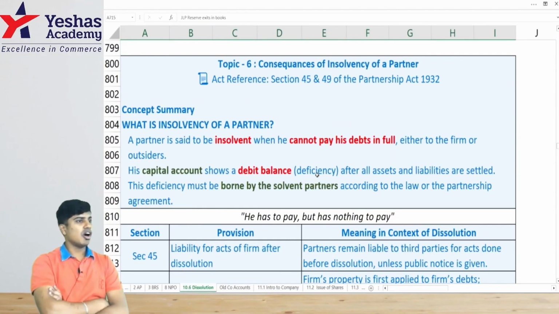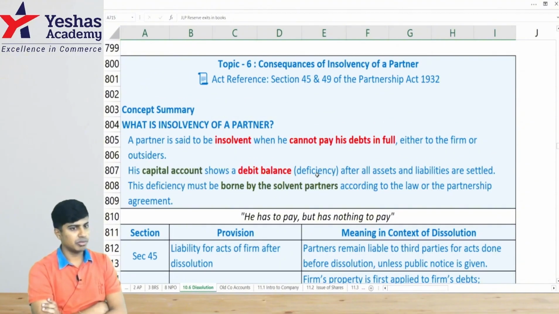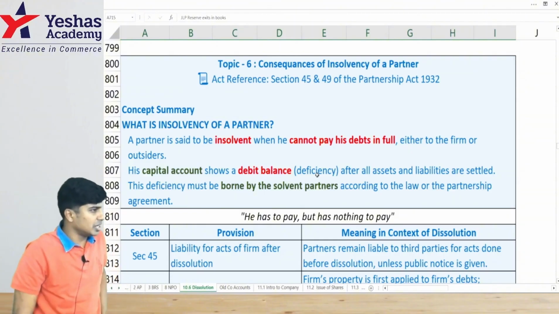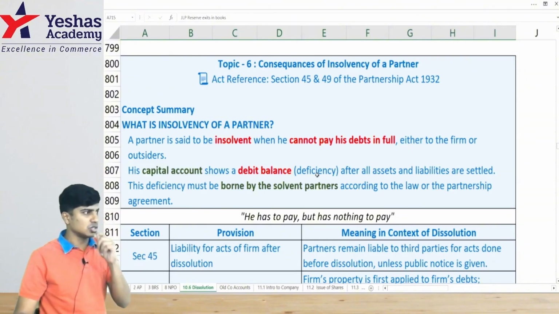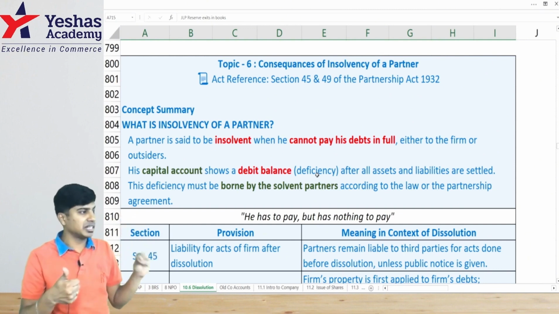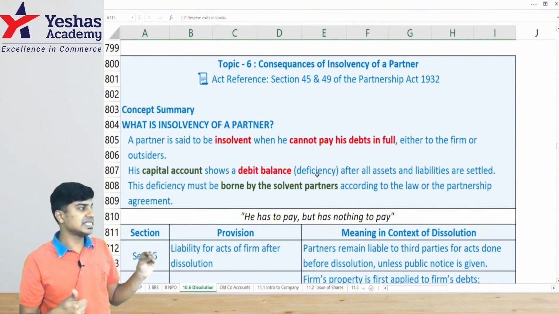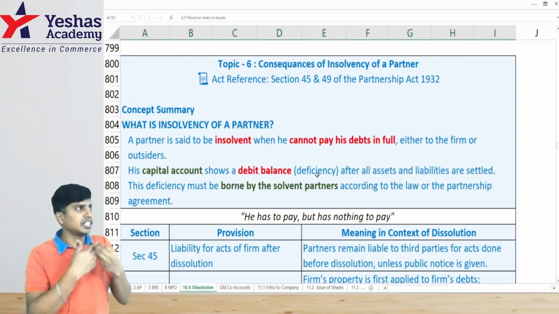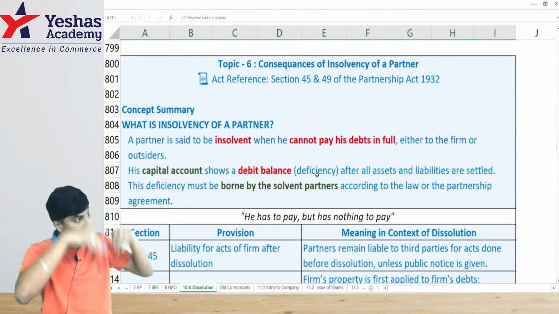Topic 6 of our dissolution of partnership firm talks about consequences of insolvency of partner. Meaning, if any of the partners becomes insolvent, what to do? To begin with, we'll understand what you mean by insolvency. It is not randomly one person is called insolvent. To call a partner insolvent, number 1, there should be realization loss in the partnership firm. That realization loss, when you debit it to capital, capital becomes negative.